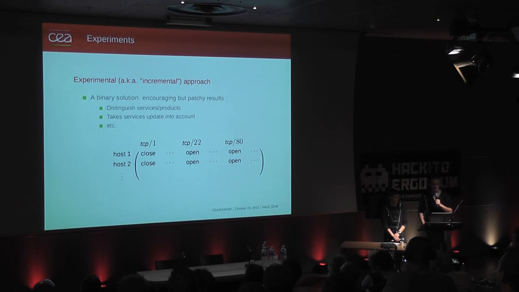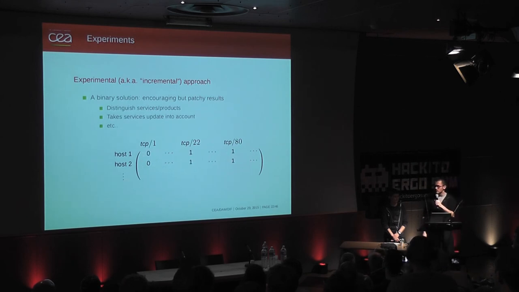The first one is a binary solution that was encouraging, but with patchy results; it can be improved. So what it is: you take a host that your scan result has given you, and you look at the 1,000 most common ports that Nmap tells you. Nmap will tell you the state, the products, what is on it, is it an open SSH server. You just look, is it open or is it closed? And if it's open, you put a 1. If it's closed, you put a 0, like this. So it gives good results. The servers are grouping together. There is some anomaly that will appear.